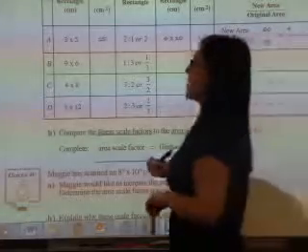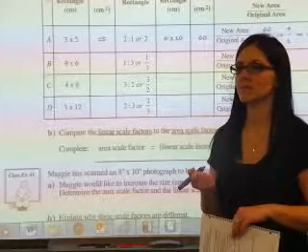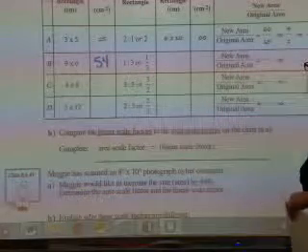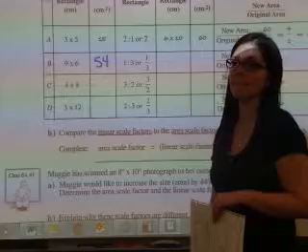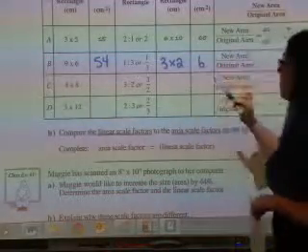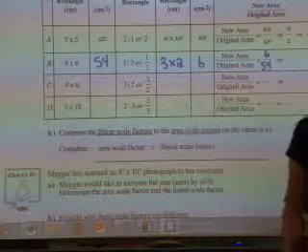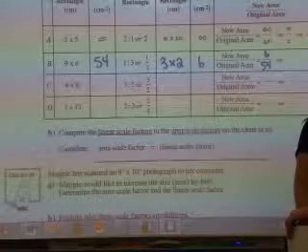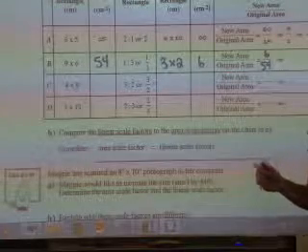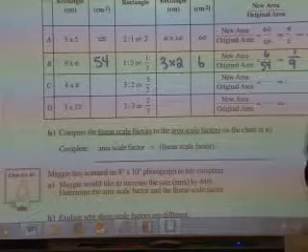So if I look at my 9 by 6, what is the area of a 9 by 6 rectangle? 54. Thank you. If I apply a scale factor of 1/3, what are my new dimensions? 3 by 2, and what's the area of a 3 by 2? 6. So if I compare the new area of 6 to the old area of 54, and I reduce that fraction, what do I get? 3 over 27, which then reduces down to 1 over 9.